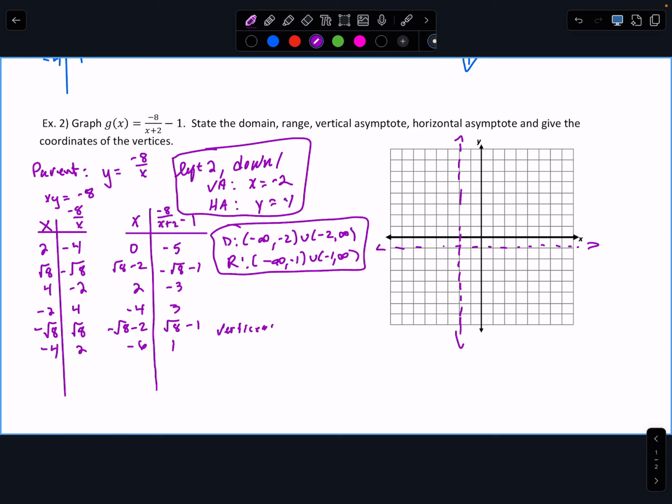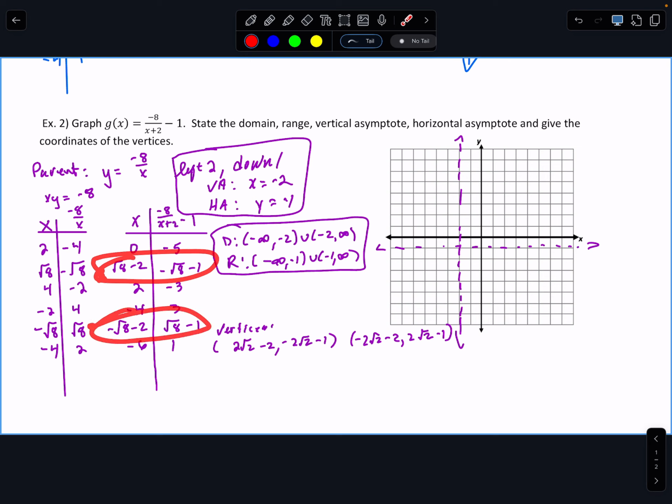The exact values are square root of 8, which we're going to write as 2 root 2. So the first vertex is (2 root 2 minus 2, -2 root 2 minus 1), and your second vertex is (-2 root 2 minus 2, 2 root 2 minus 1). So I'm just taking these ordered pairs, but I'm writing the square root of 8 as 2 root 2, just swapping out root 8 with 2 root 2. Those are the exact values.